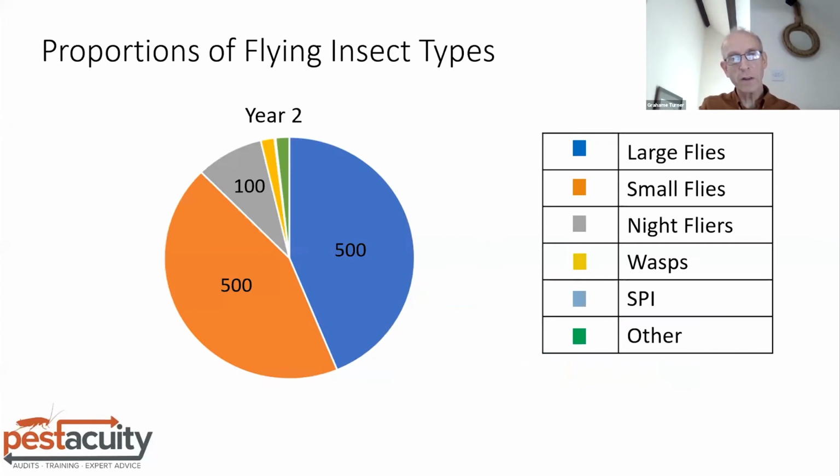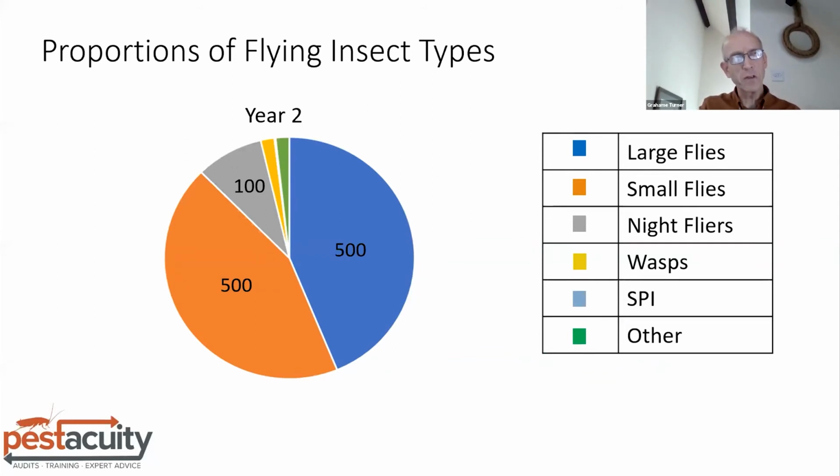So if we look back at year 2 to see the species that were caught, or the groups, the categories as opposed to species. So year 2, we've got 500 large flies, 500 small flies, 100 night flyers. I tend to split them into these groups. Large flies typically mean something coming in from outside, and that can include anything from the lesser house fly up to crane flies, that sort of thing.